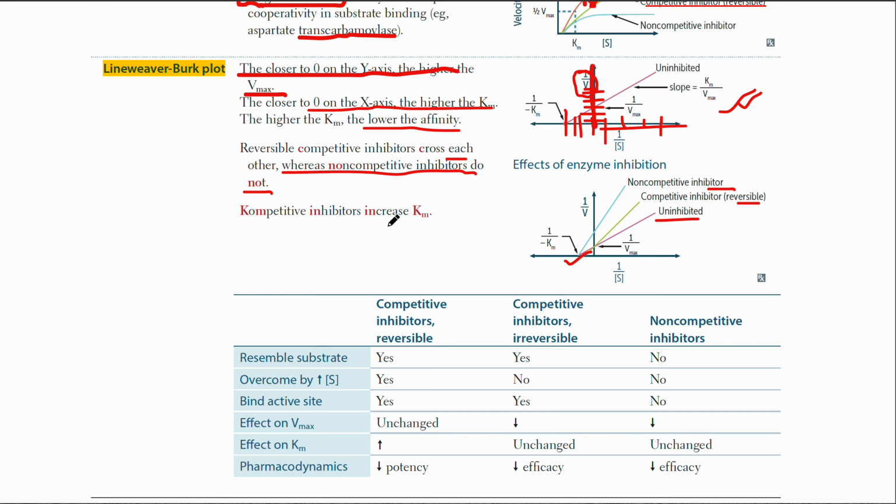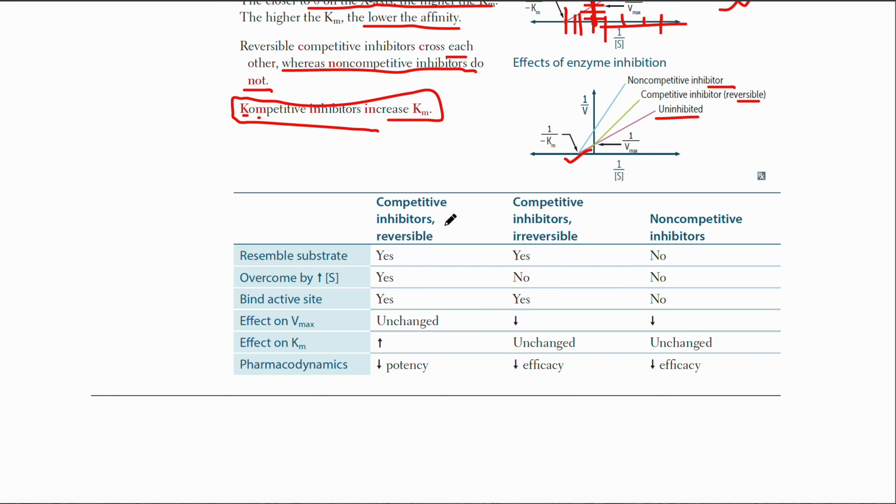So competitive inhibitors increase Km. You can remember it like this. I have a better way of remembering this. Km looks like kilometers, right? So in competition, you have to run more kilometers. So in competitive inhibitor cases, Km increases. That is how you can remember it. So let's talk about these differences: competitive inhibitors, reversible, irreversible, and non-competitive inhibitors, which are almost always irreversible, except one case. We will be talking about that too.